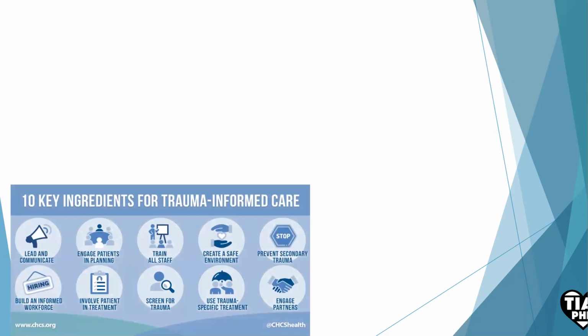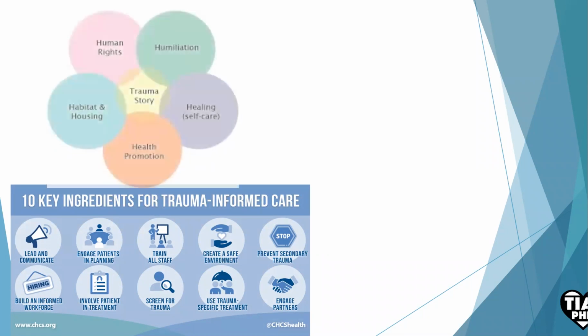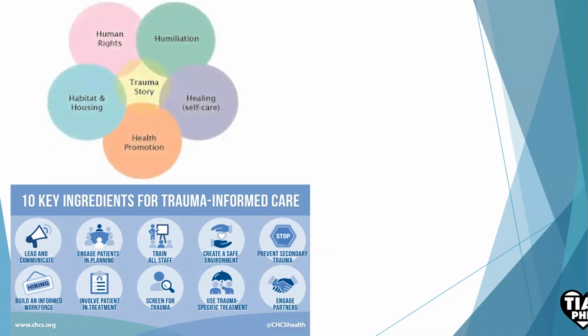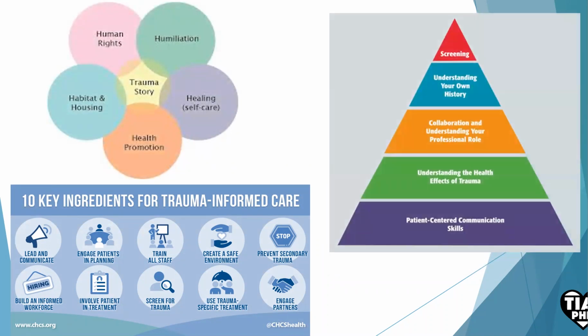There are many types of trauma-informed care models. For example, there's the Center for Healthcare Strategies 10 key ingredient model. There's the Harvard program in refugee training that has 5 H's surrounded by the trauma history. There's also the Agency for Healthcare Research and Quality model, which is a trauma-informed care pyramid that helps practitioners visualize trauma-informed care and how to apply the principles to practice.